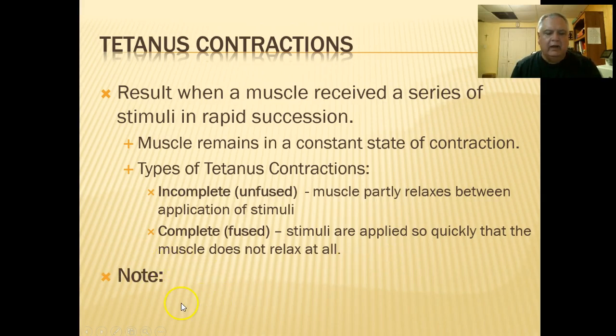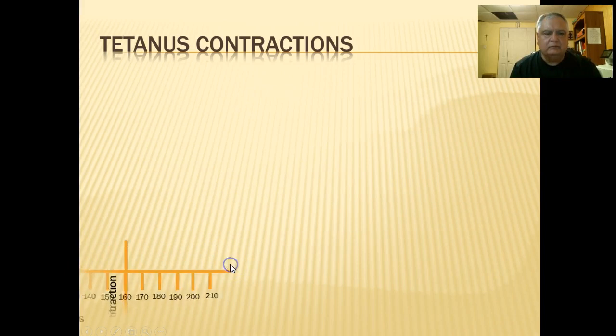So we should note here that all body movements, even the blink of an eye, are the result of tetanus contractions. As a matter of fact, the most common are the incomplete or unfused tetanus contractions. Complete or fused tetanus contractions generate a tremendous amount of force, but the muscles would tire out too quickly to maintain body movements for a very long period of time. So most of the tetanus contractions are of the incomplete or unfused type that result in body movements.